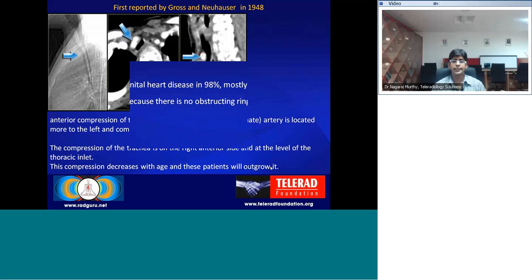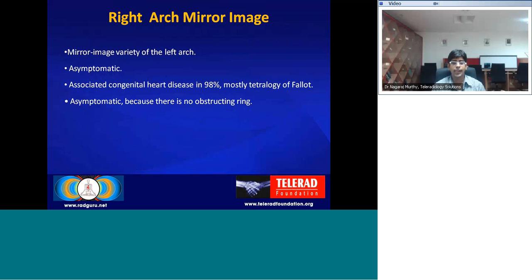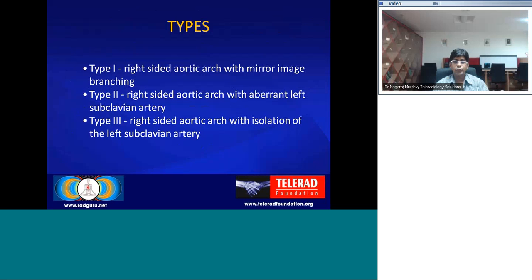Next is right arch mirror image. Usually asymptomatic and associated with congenital heart disease in 98%, and most commonly is tetralogy of Fallot. It is asymptomatic because there is no obstructing vessel. There are usually three types: right-sided aortic arch with mirror image branching. Type 2 is right-sided aortic arch with aberrant left subclavian artery, and the third one is right-sided aortic arch with isolated left subclavian artery.